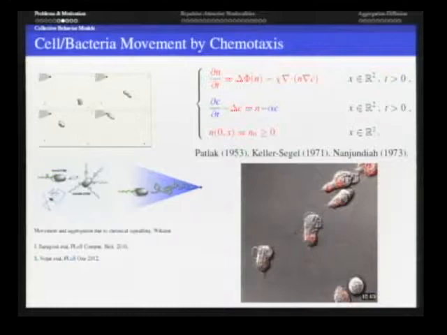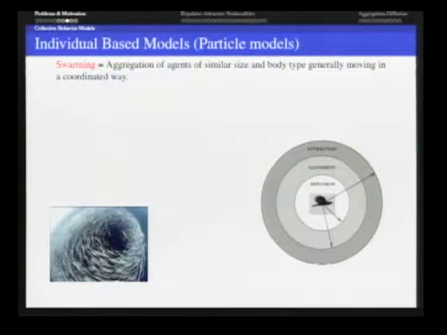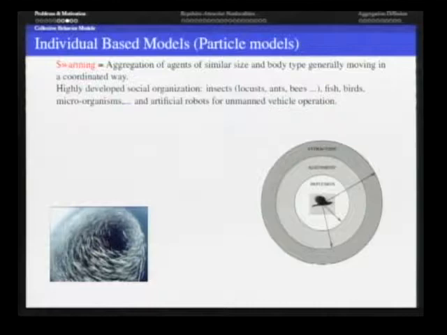So this is one of the most classical examples of this collective behavior business. But let me mention another one, which is more related to the talk, as I mentioned yesterday, of Seung-Yeal Ha, in which you want to model the so-called swarming of animals, which is this aggregation of agents of similar size and body type that move in some coherent way. And this is something that has been reported in many, many different species of animals.